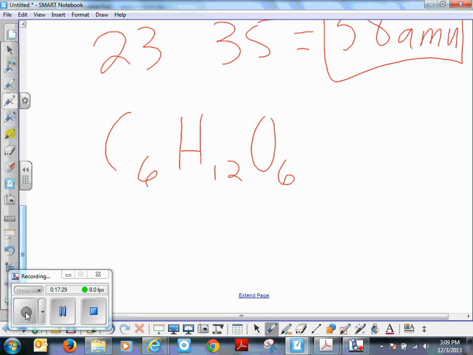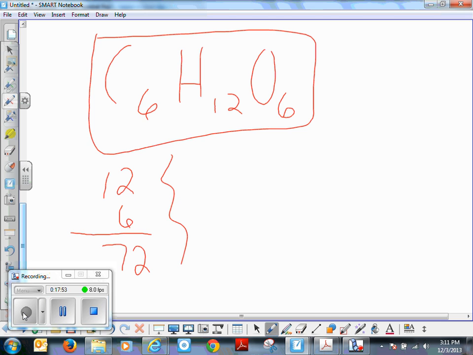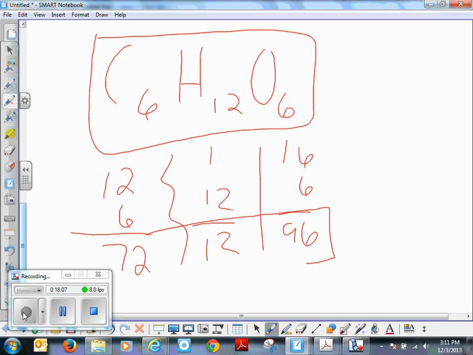Okay, here's another molecule, C6H12O6. Have you ever heard of that? This is a beautiful molecule that means a lot to us and our life. Can you tell me the molecular mass of this molecule, please? Carbon has 12, so 12 times 6 is 72 from carbon. Hydrogen has 1 times 12, that's 12. Oxygen has 16 times 6, that's 96. What does all this add up to? 180 AMU. Is there anybody that doesn't understand how I did that?